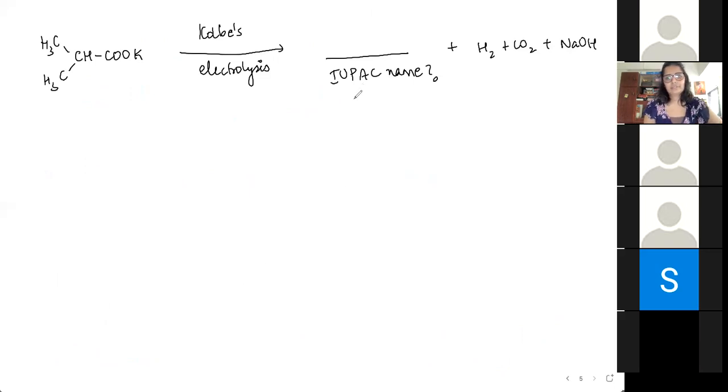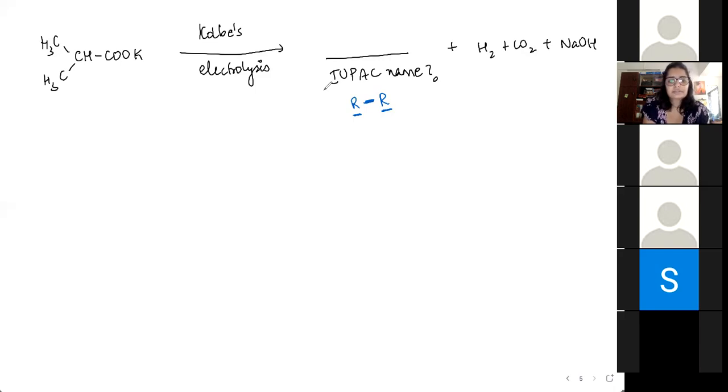IUPAC name, so you have to mention the proper name. Here, like you guys learned, the two alkyl groups are joining and forming a bond. So pay attention to where the bonds are being formed. What would be the structure of this R and R? Structures are very, very important in organic chemistry. That's why you had isomerism and everything. So Ritu is the only one who's given the correct answer so far.